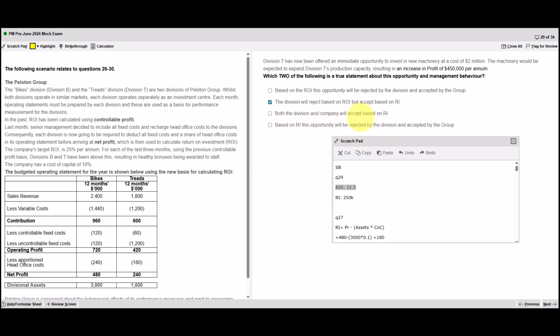Both the division and company will accept based on RI. Yes, a positive RI makes it acceptable. Based on RI, this opportunity will be rejected by the division and accepted by the group. Well, that's not true. As we've just said, positive RI, both would accept.